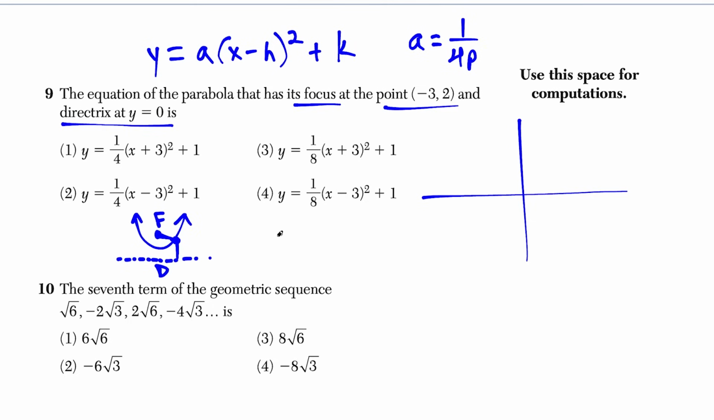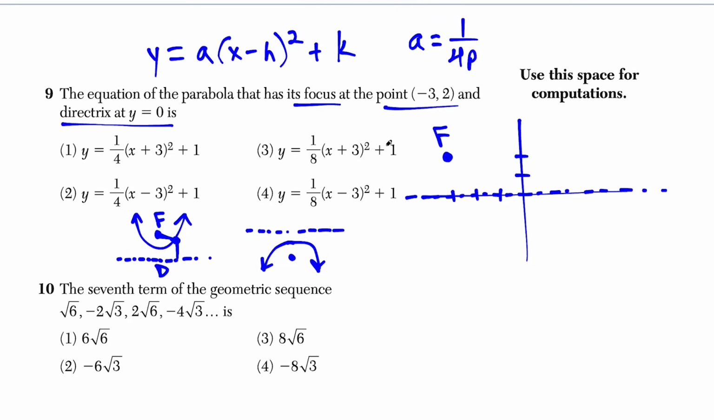And if I have a parabola where the directrix is here and the focus is underneath, then the parabola will open downwards like this. So that's just something I keep in mind as I'm approaching these questions. So I'll plot this point here. This is our focus. We're going to -3, 2. And this is over here. So I'm just going to call that our focus. And the directrix is at y equals 0. So that's just the x-axis. Okay, so this is where our directrix is.